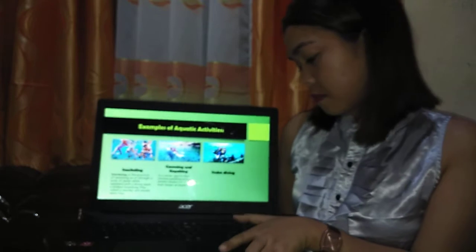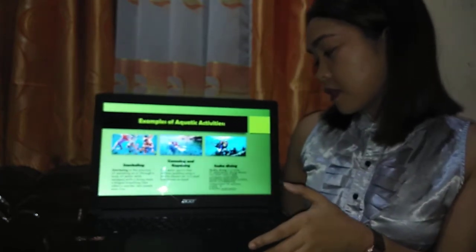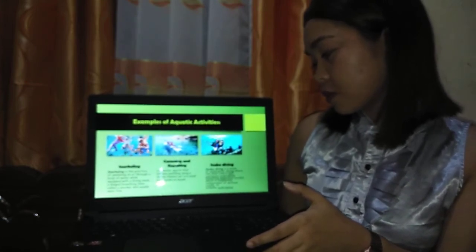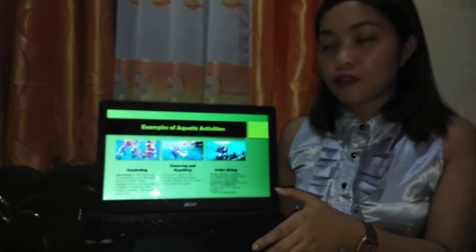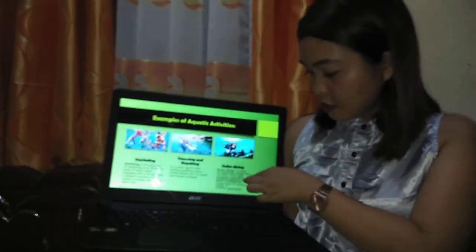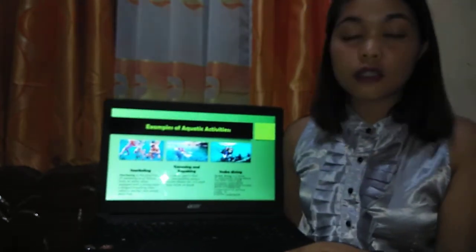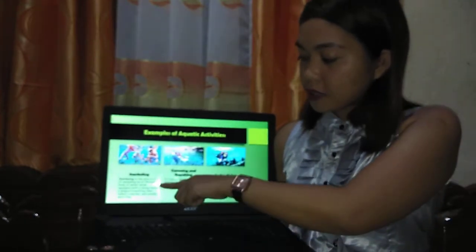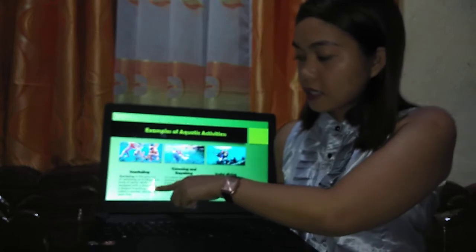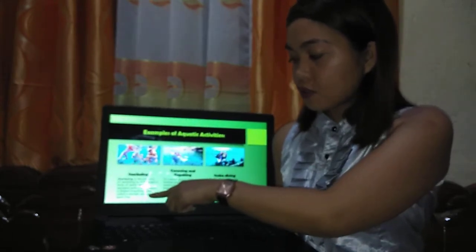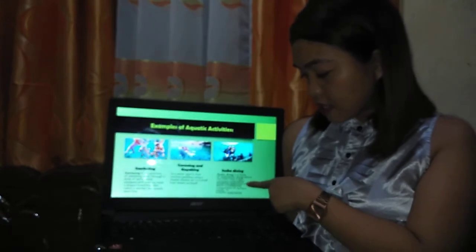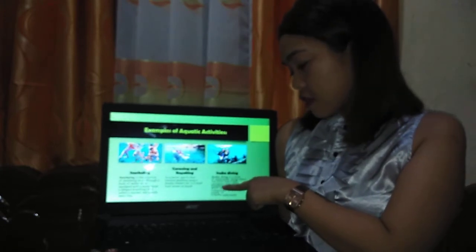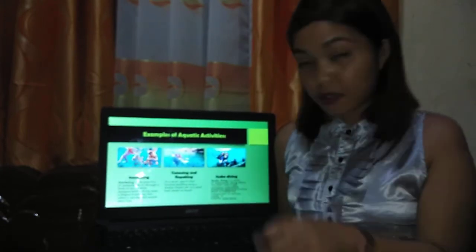scuba diving. Scuba diving is a mode of underwater diving where the diver uses a self-contained underwater breathing apparatus or scuba. So, the difference between scuba diving and snorkeling is the apparatus used in diving. Sa snorkeling, ang ginagamit nilang apparatus is diving mask na tinatawag na snorkel. Dito naman sa scuba diving, meron siyang super equipped na tinatawag na scuba.